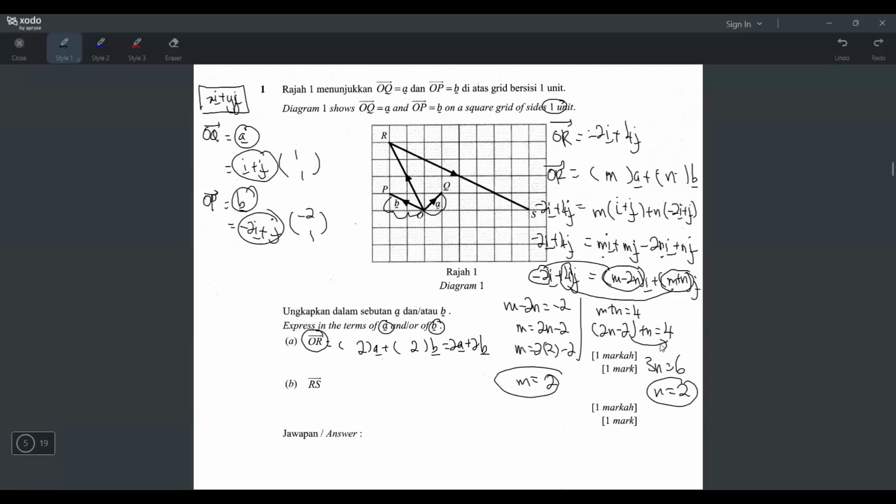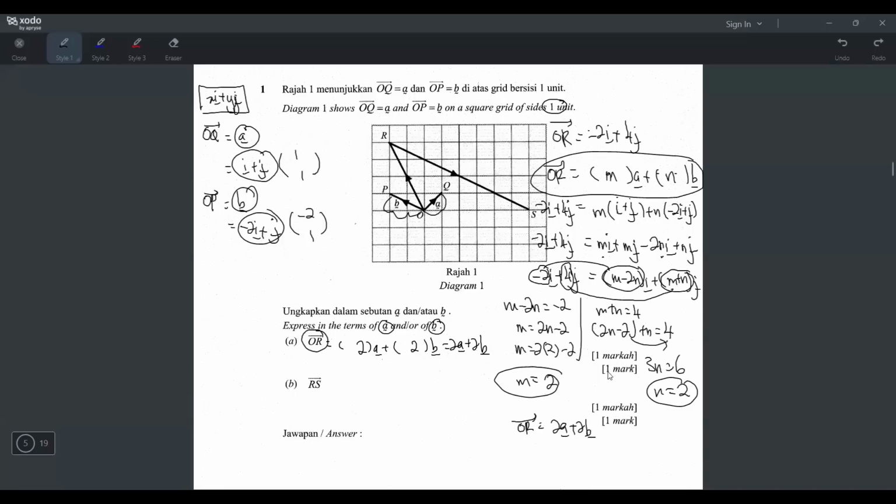And why do you find MN? Because m and n are the coefficients of a and b. So now you know what vector OR is? MA plus NB, right? And the MN you get 2 and 2. So the answer is 2A plus 2B. And you can see this answer is the same with my answer here. All right. It means that if you do it like this, can also, right?